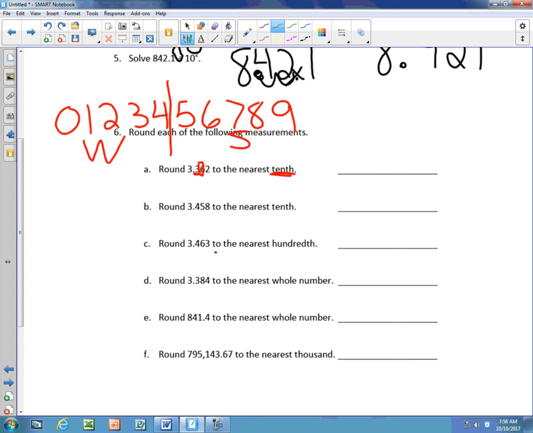So I boxed a 6, which I know is strong. The 6 then tells me to bump up the 3 to a 4. Everything to the left stays the same. Everything to the right gets dropped. And there is my answer.